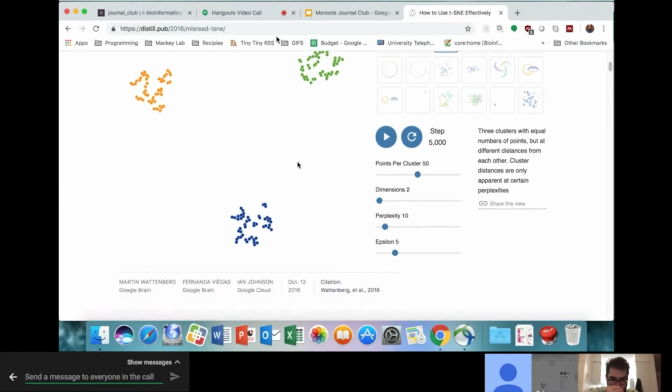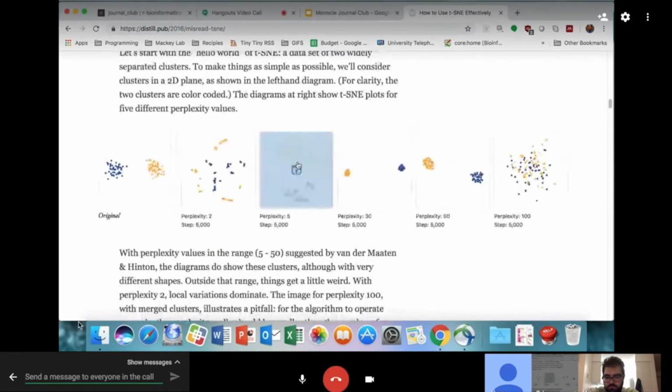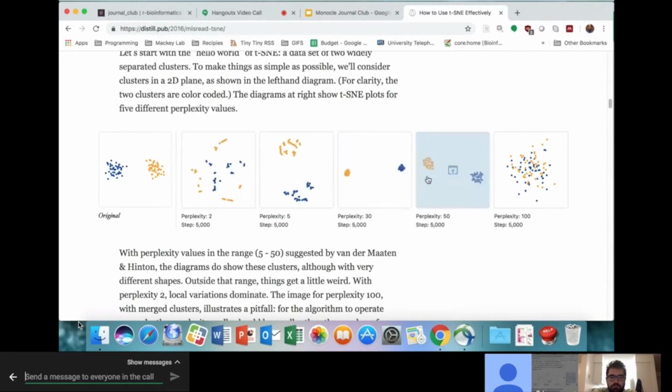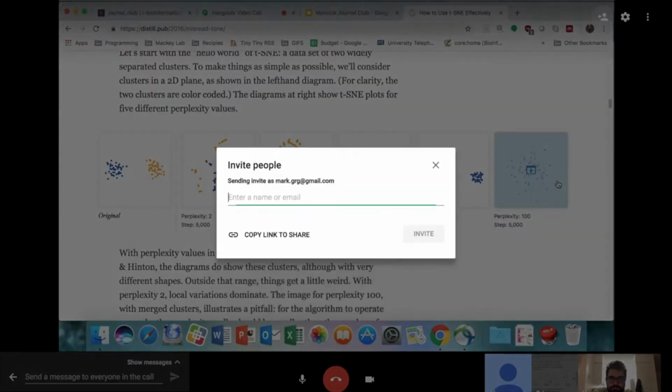The other thing to keep in mind is t-SNE has 2 hyperparameters. The first is perplexity. The easiest way to think about perplexity is how much you value global versus local variation. So if this is the original data and you have perplexity 2, you can see what happens. As you change the perplexity, the distribution of data points changes, and you can go too far in altering the perplexity.